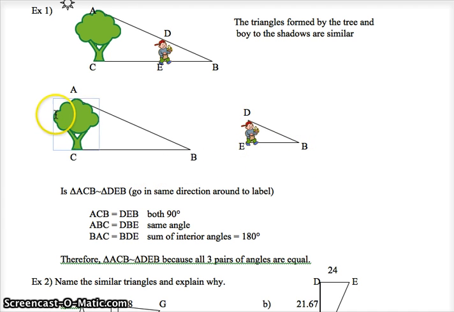so that makes sure that we have to label in the same direction. Okay, so we went from top vertex down to the right angle over to the third vertex. So when we want to label our angles, ACB and DEB are both 90 degrees. ABC is the same as DBE because if we look at the bigger image, we can see they're the same angle.